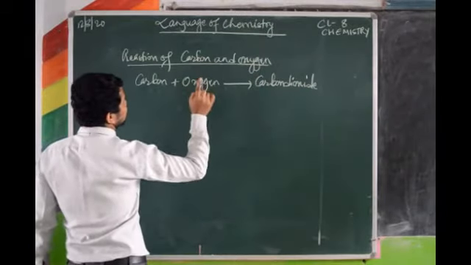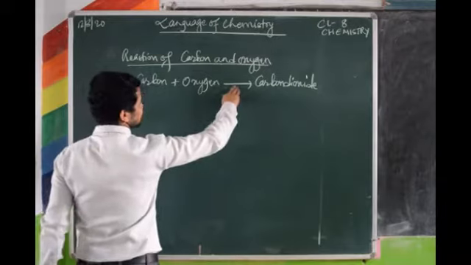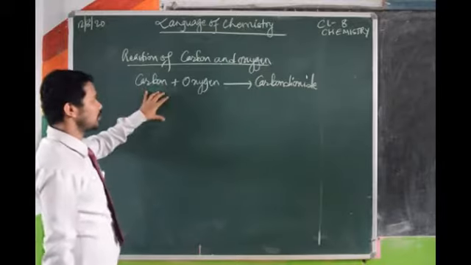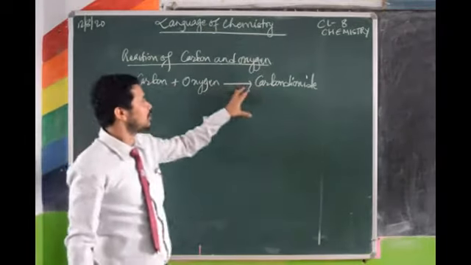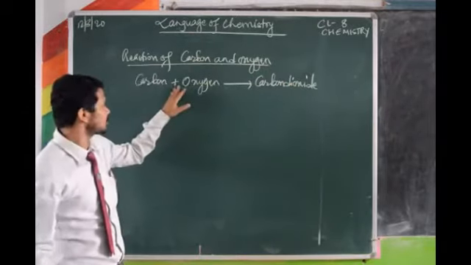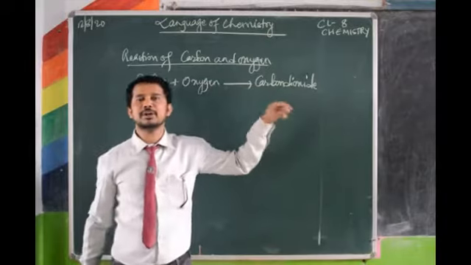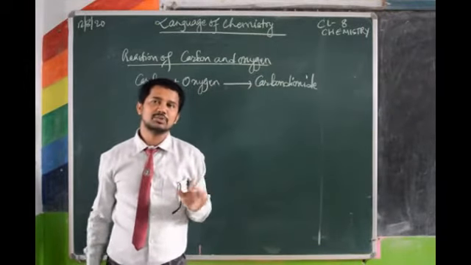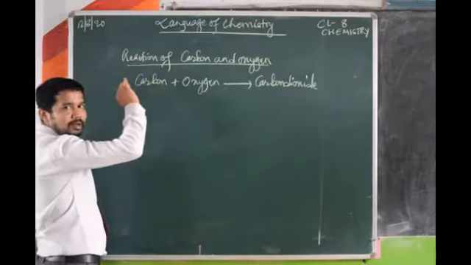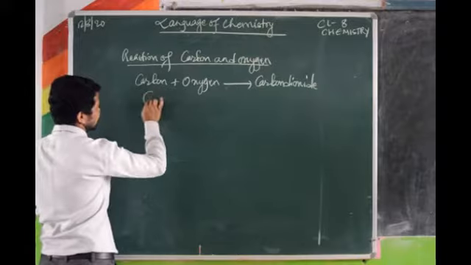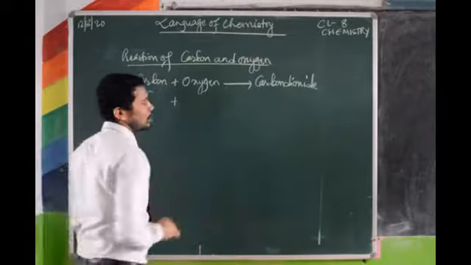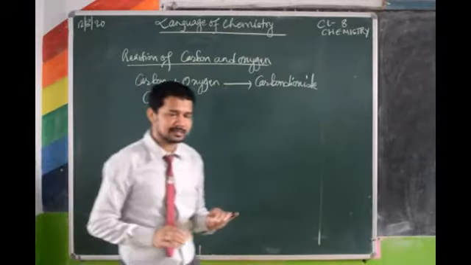Last time we learned how to write an equation. The left hand side of this arrow is the reactant, and the right hand side of the arrow is the product. If there is more than one reactant, we put a plus in between the reactants, and if there is more than one product, we put a plus in between the products. Now, what is the symbol for carbon? It is C. And the symbol for oxygen? It is O.